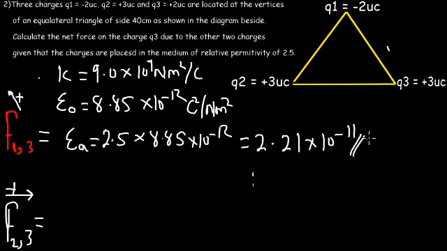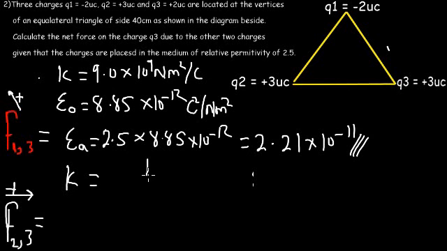And this is the value of epsilon sub a here. So it's going to be measured in Coulomb squared per Newton meter squared as well. Now, having gotten this, I can get the value of K that I need to find the electric force exerted on Q3.